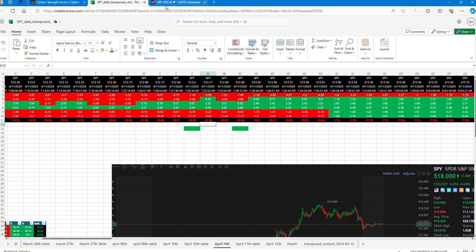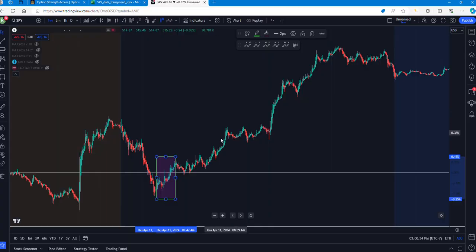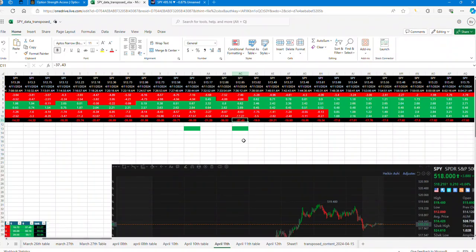Okay, let's take a look at that. Is this going to continue from here? What is it going to do? Okay, boom, it picked up. Okay, it continued to get stronger and get stronger, which is evident right here. And then 19 at 513.